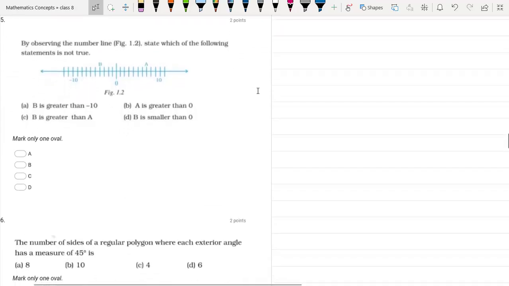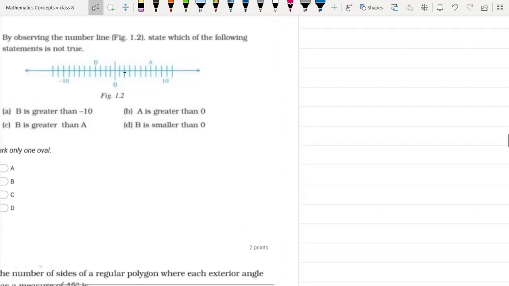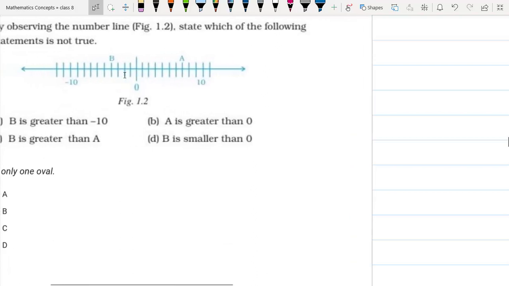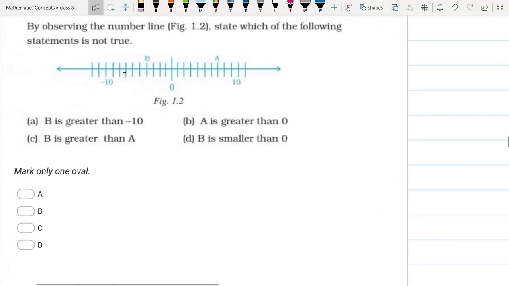Now by observing the number line, state which of the following is not true. So we can observe this number line over here. It is saying B is greater than minus 10. We all know in the number line, when you go from left to right, the numbers are increasing. So let's start. B is greater than minus 10. We have minus 10 over here and B over here. Obviously B is coming on the right of minus 10, so it is greater.